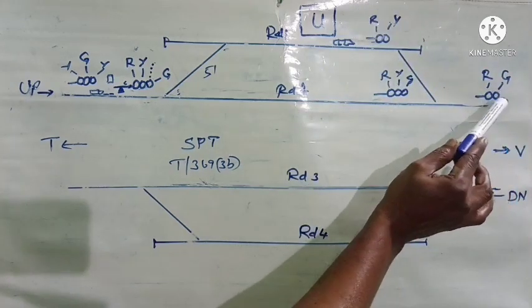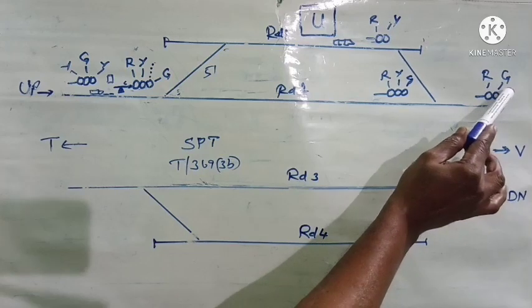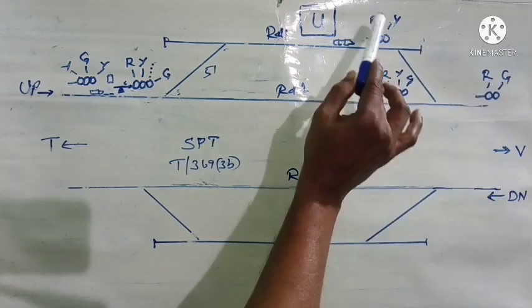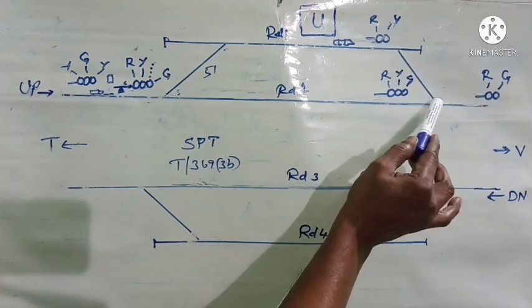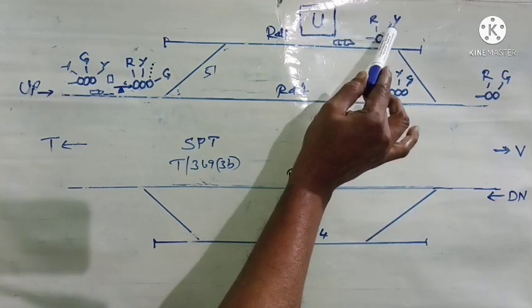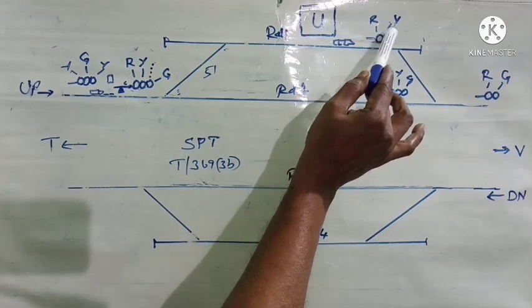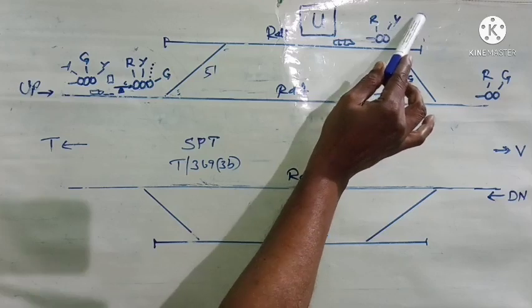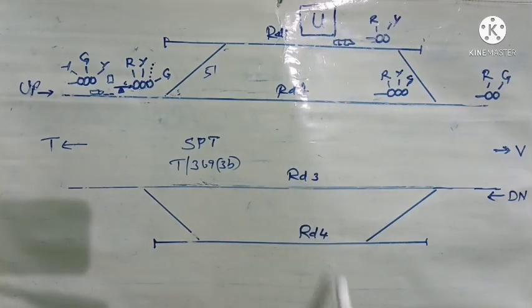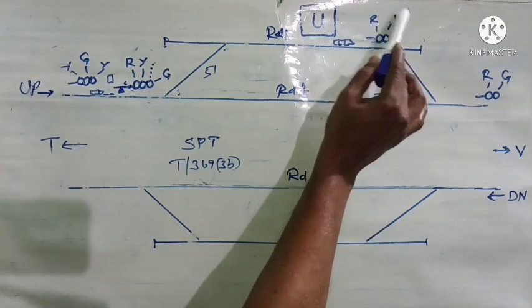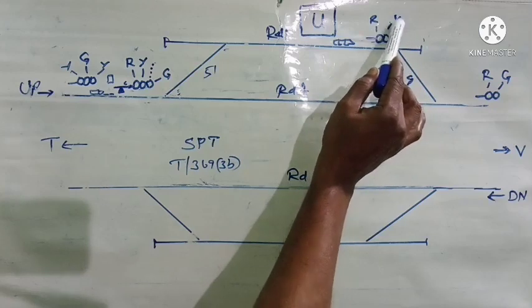Now he cleared the advanced starter of the station and it shows now green. Now this point is in the reverse position. He cleared the starter signal. Starter should show now yellow aspect. But instead of showing steady yellow aspect, this began to flicker.